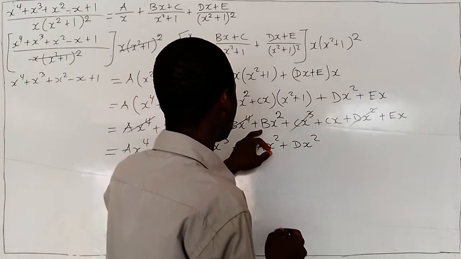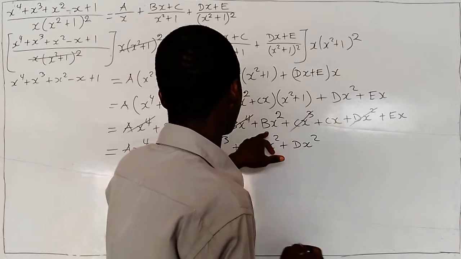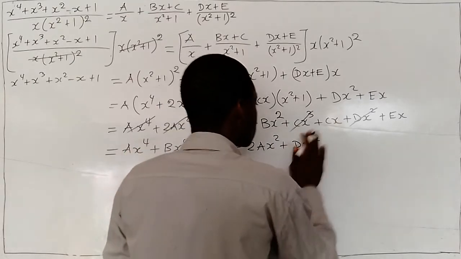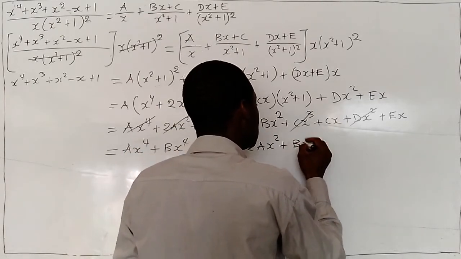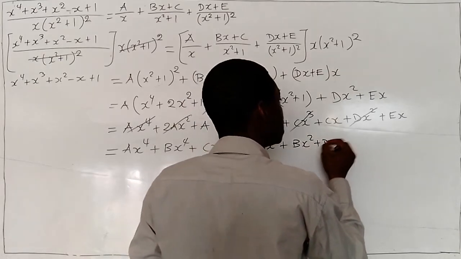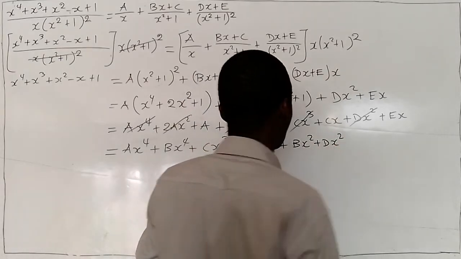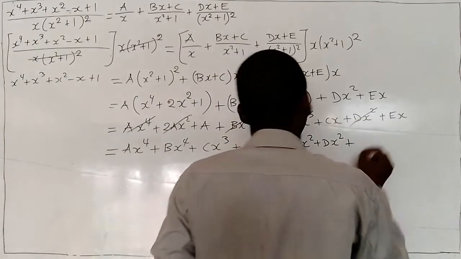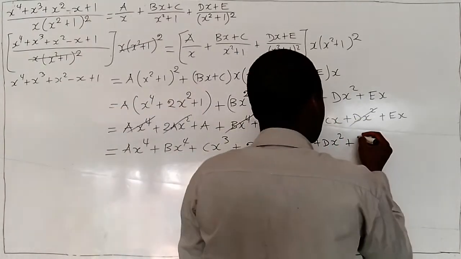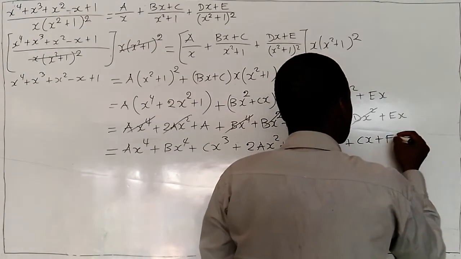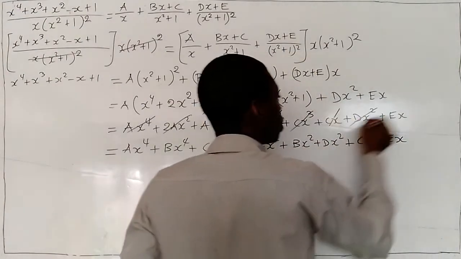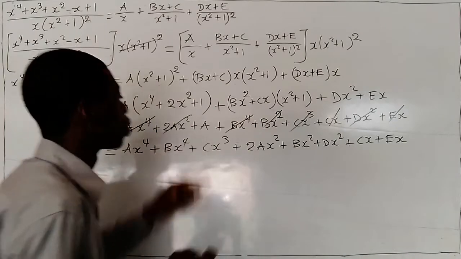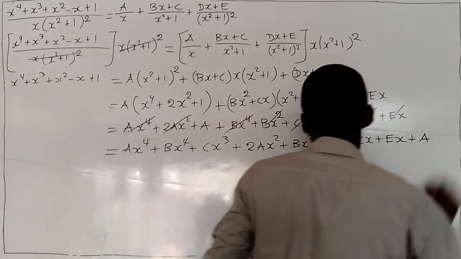So x squared has gone. We are left with, okay, we also have bx squared here. So we have bx squared plus dx squared as well. Alright, so these three have gone. Then plus cx plus ex. So this one and this one also have gone. So plus a plus a.